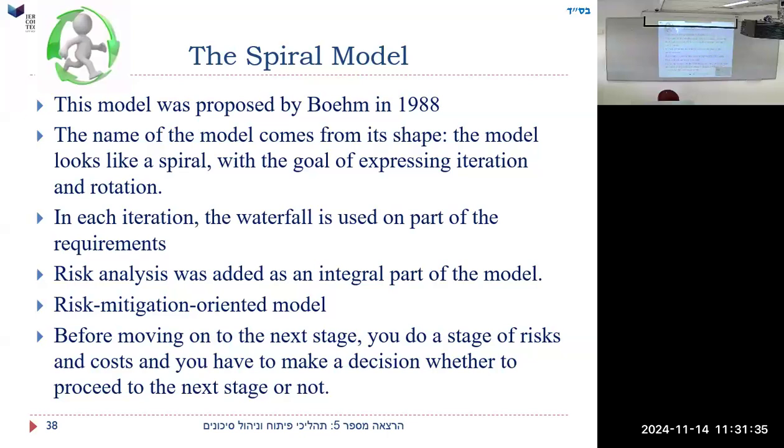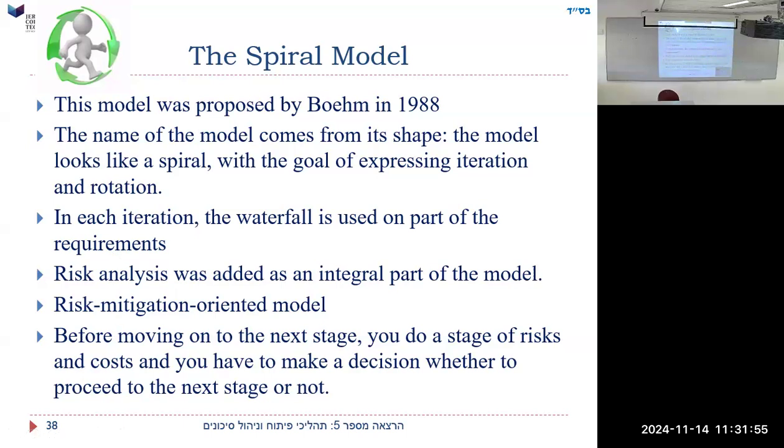This model was proposed by a guy named Boehm in 1988. The name of this model comes from its shape. The model is like a spiral with the goal of expressing iteration and rotation. In each iteration, the waterfall is used on part of the requirements.